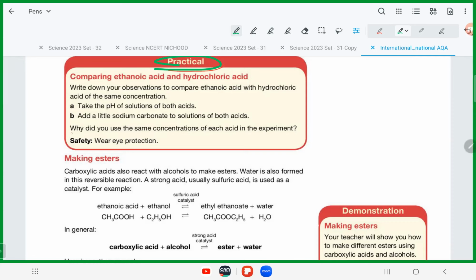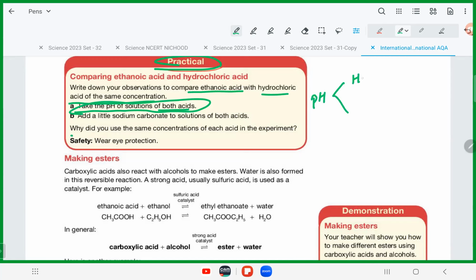Why? Okay, take the pH of the solution of both sides. So what pH will you get? Take the pH of the solution of both sides. Write down your observation to compare ethanoic acid and hydrochloric acid in the same concentration. Which has more pH and which has less?